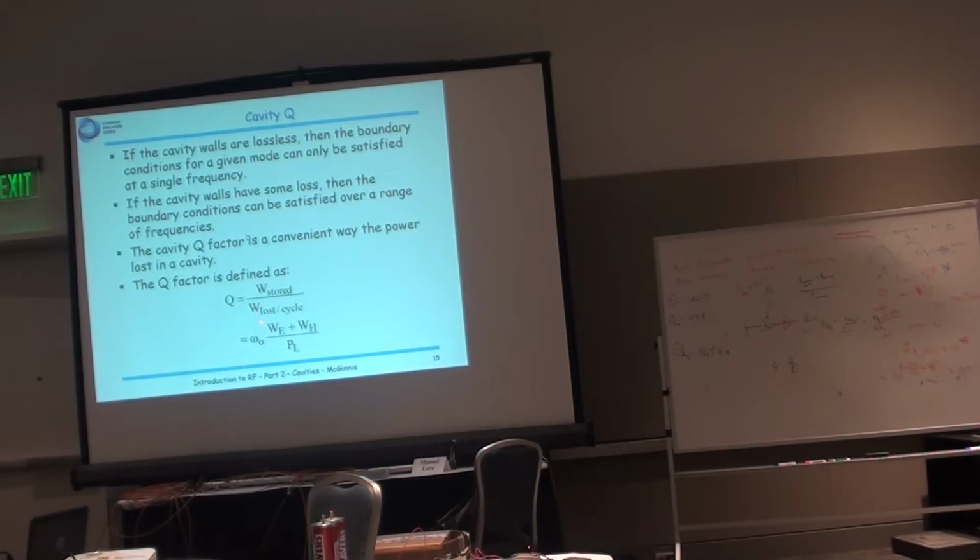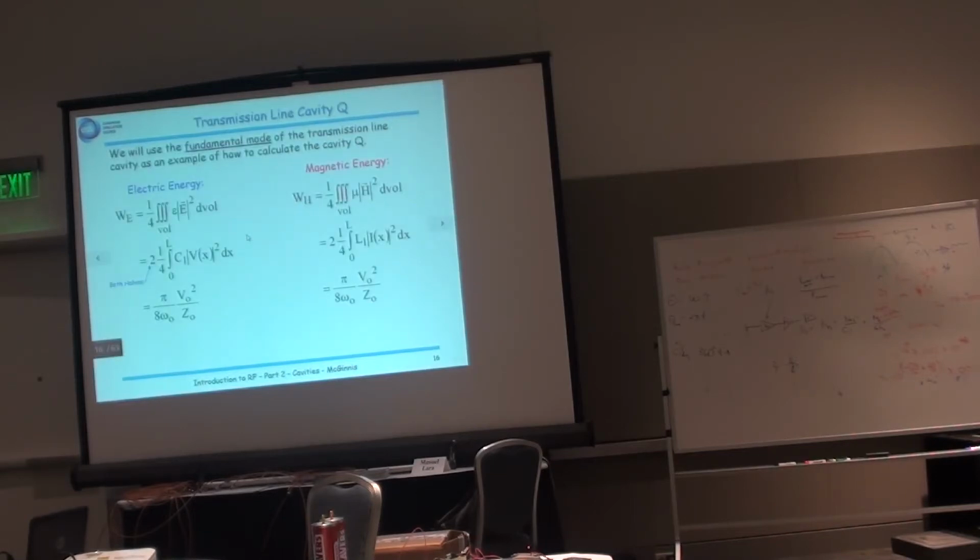So the energy lost in a cycle is given by the power lost times the time of a cycle. Okay, so this is the electric energy, here's the magnetic energy, here's the power lost, and this is the time of the period of a cycle. Okay, so you can write it this way.